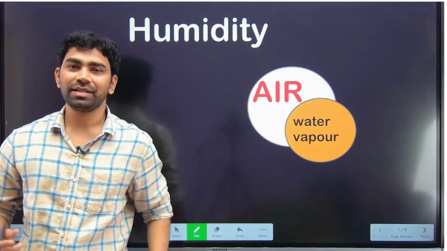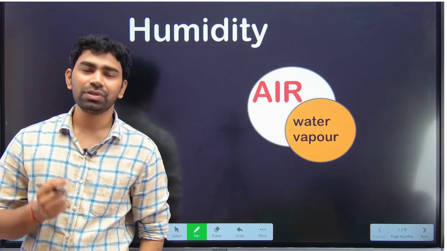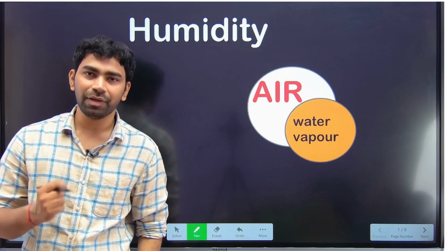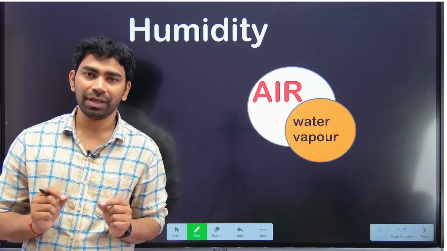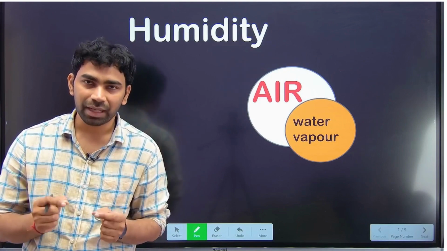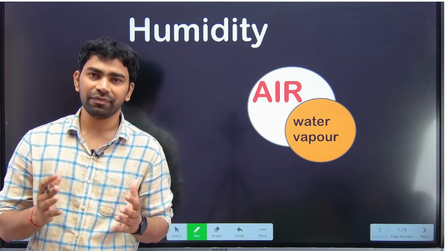Now the first question is, what is humidity? If we go with the basic definition of this term, it is the amount of water vapor present in the air, यानी कि हमारे आसपास उपलब्ध हवा में उपस्थित जल वाष्प की मात्रा को ही हम आर्द्रता कहते हैं. So this is the most generic definition of this term.